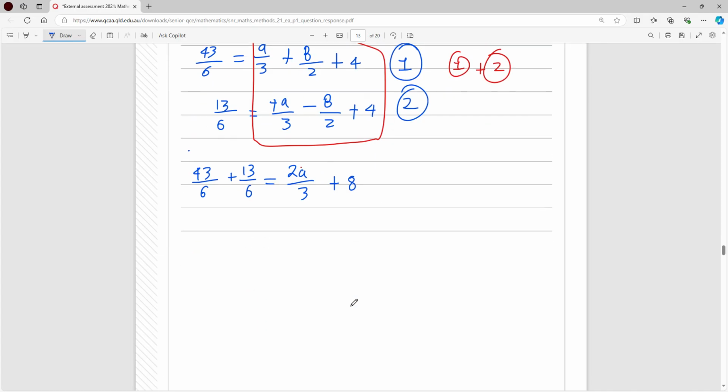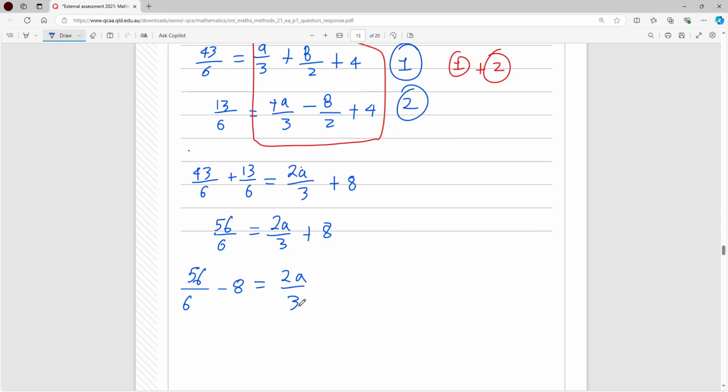Now, remember, this is all non-calc. So, 43 plus 13. Oh, I don't know. I'm just going to use my calculator. 56. There we go. 56 on 6 equals 2a on 3 plus 8. Now, 56 is divisible by 6, I think. Or actually, no, it's not. I probably could get it simplified, but we want to try and get a by itself now. So, we want to move the 8 across. So, 56 on 6 minus 8 equals 2a on 3.